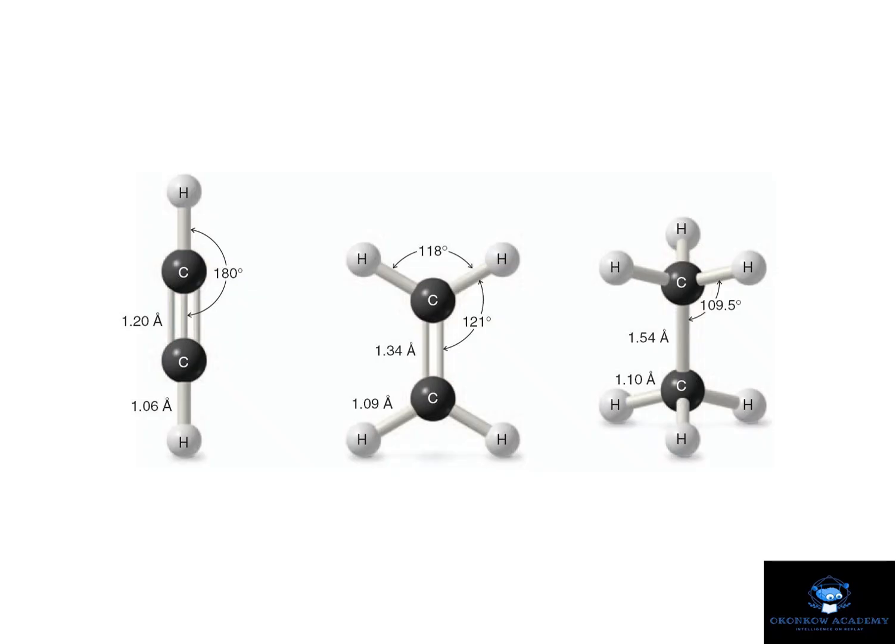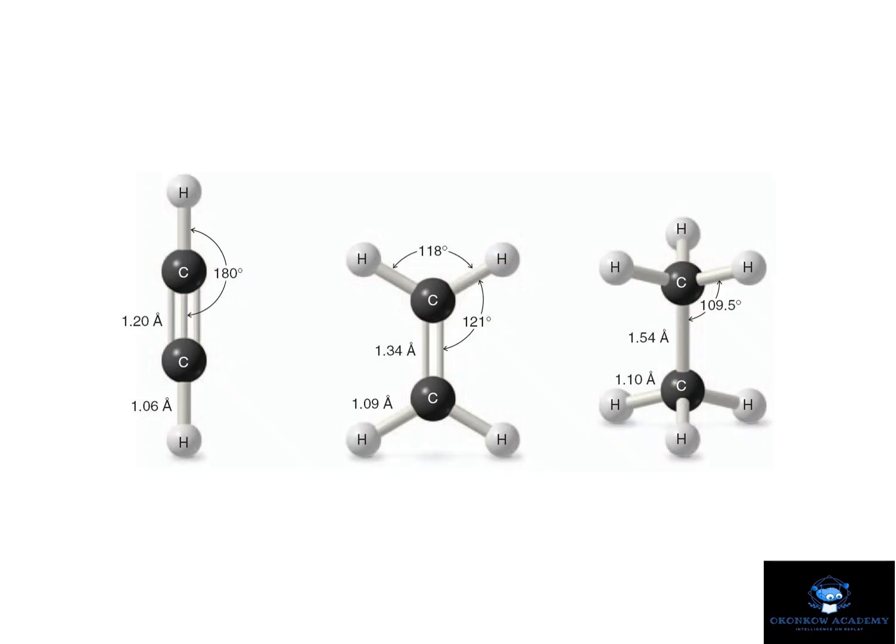So let's take stock. We've covered three types of hybridization: sp3, that's four equivalent bonds, tetrahedral geometry, 109.5 degree angles, seen in alkanes. Then sp2, three sigma bonds plus one pi bond, trigonal planar geometry, 120 degree angles, seen in alkenes.